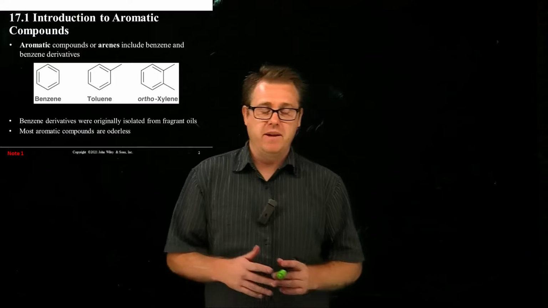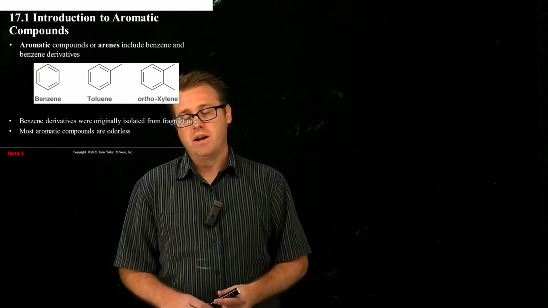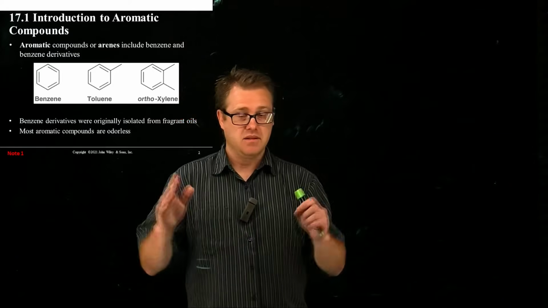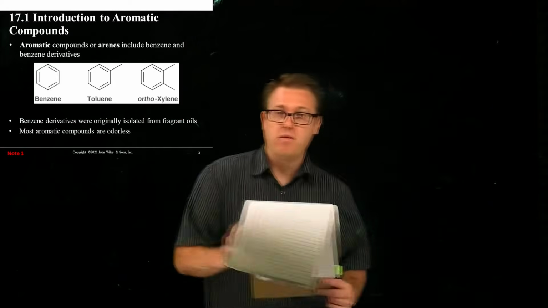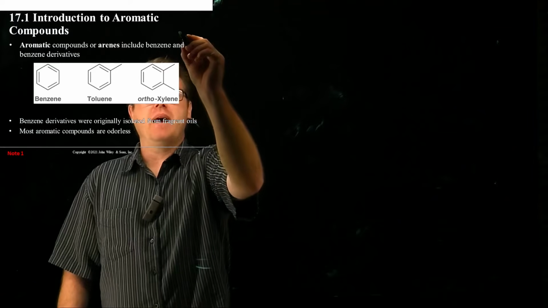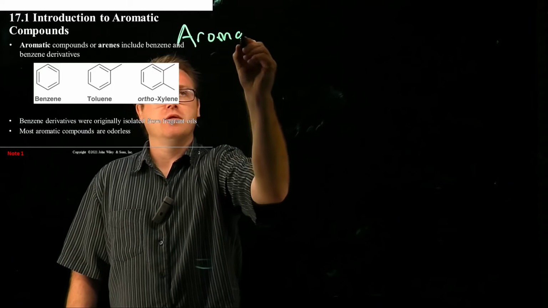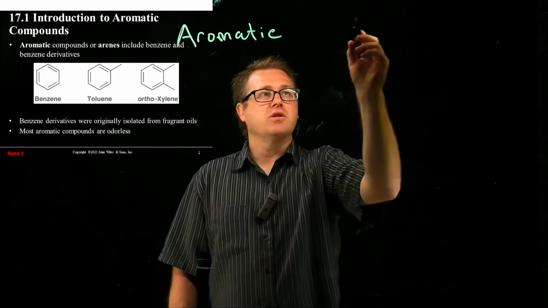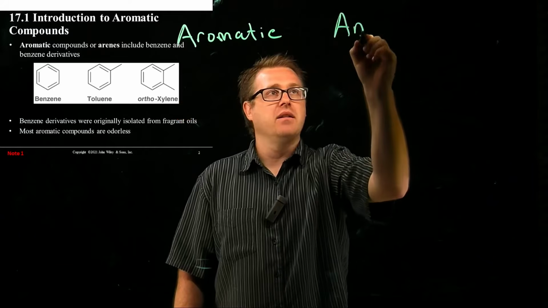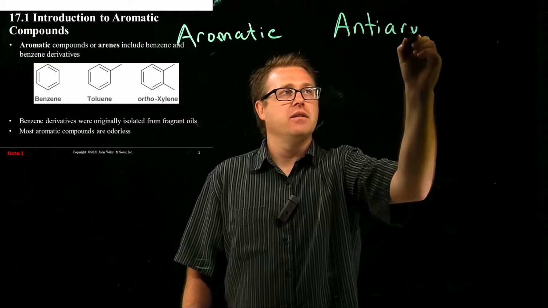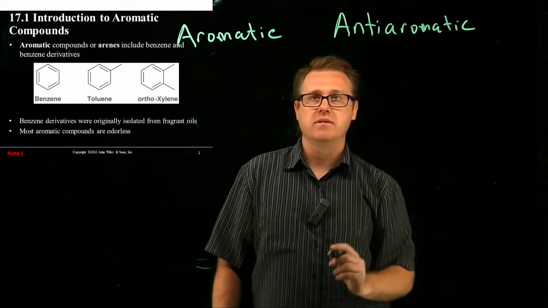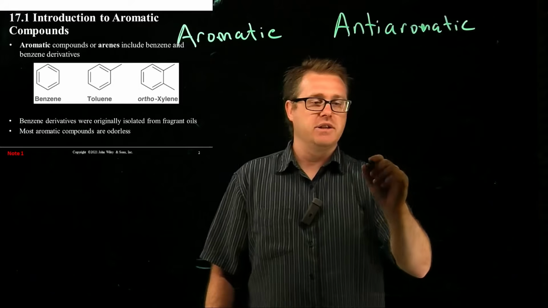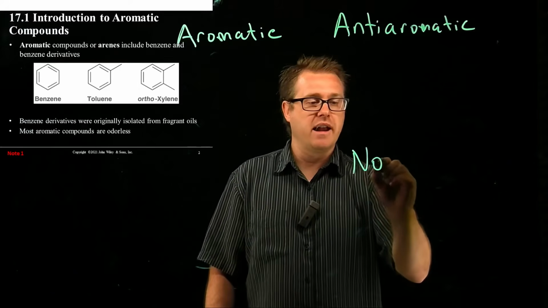Up to this point, we've been looking at a lot of molecules from Orgo 1 and Orgo 2. Now I want to talk about some classes of molecules. We have what we've just learned, aromatic compounds. That's a class of molecules. We also have something called anti-aromatic compounds. And then we also have a third class, which we can classify as non-aromatic.